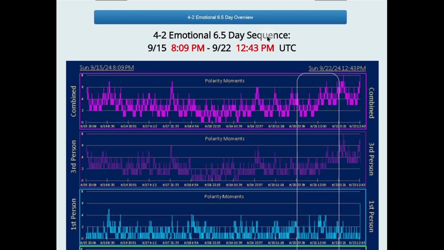It's the 4-2 emotional 6.5 day sequence. We're going to talk about day 6. Now, if this is your first forecast with us, we recommend you look at this general overview for the 4-2. It will orient you to these graphs so that you can keep up when we do these forecasts.